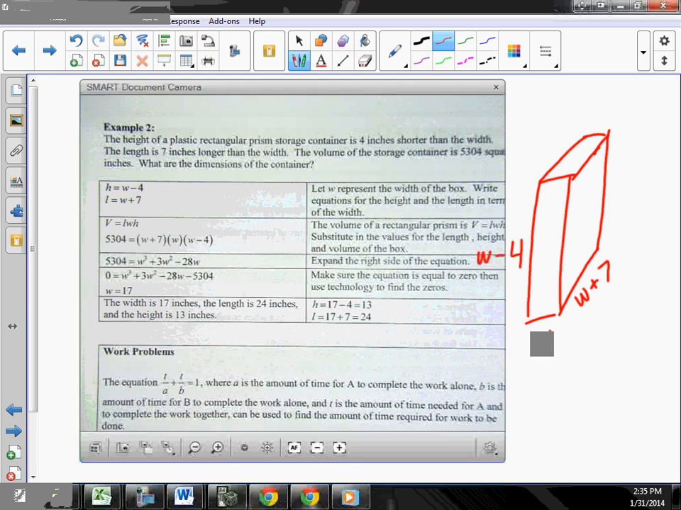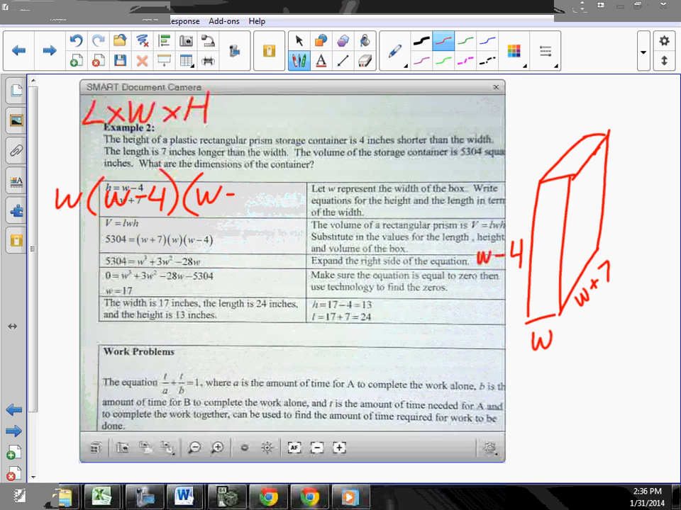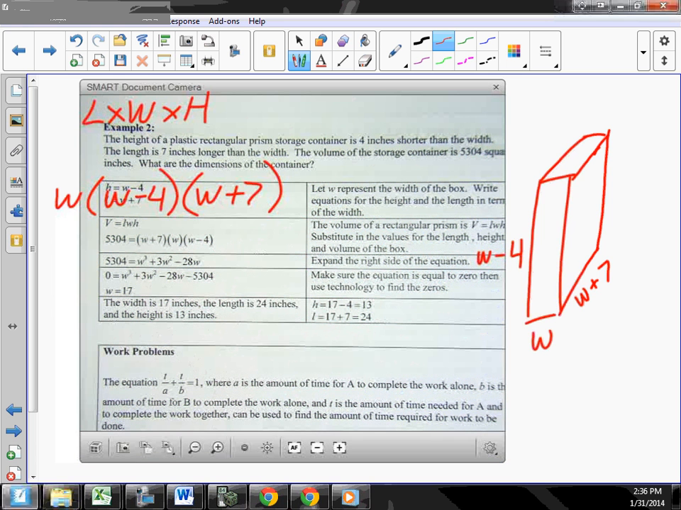So the formula for volume is length times width times height. So we're going to have W times W minus 4 times W plus 7. Everybody understand that? Do you know how to find volume? You just multiply all three together. So here are the three: W, W minus 4, and W plus 7.